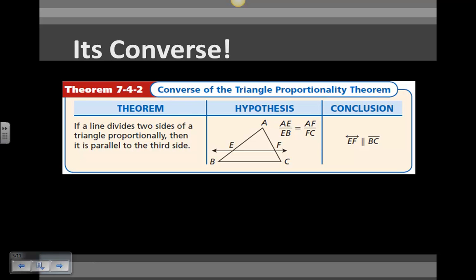Now, the converse of the triangle proportionality theorem also works. If in a triangle AE is to EB, just as AF is to FC, then it's safe to conclude that this segment EF is parallel to BC. So this is the converse of the triangle proportionality theorem.